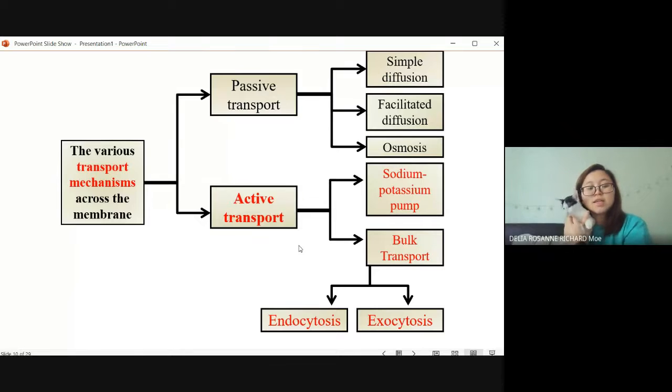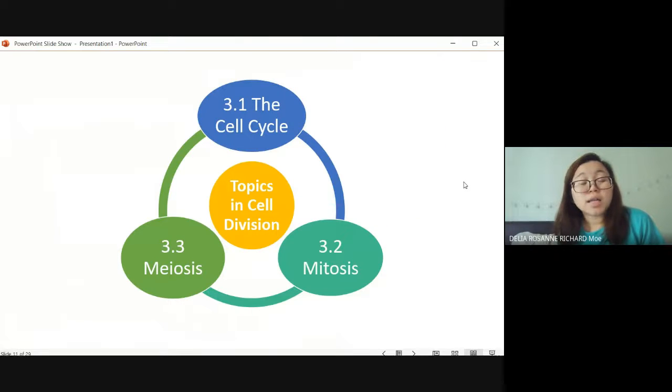After that, still in chapter 2, you learn about transport across the membrane. You learn about active transport, passive transport. Within active and passive transport, there are many more branches that you should know. That is it for chapter 2, and then you go into chapter 3.